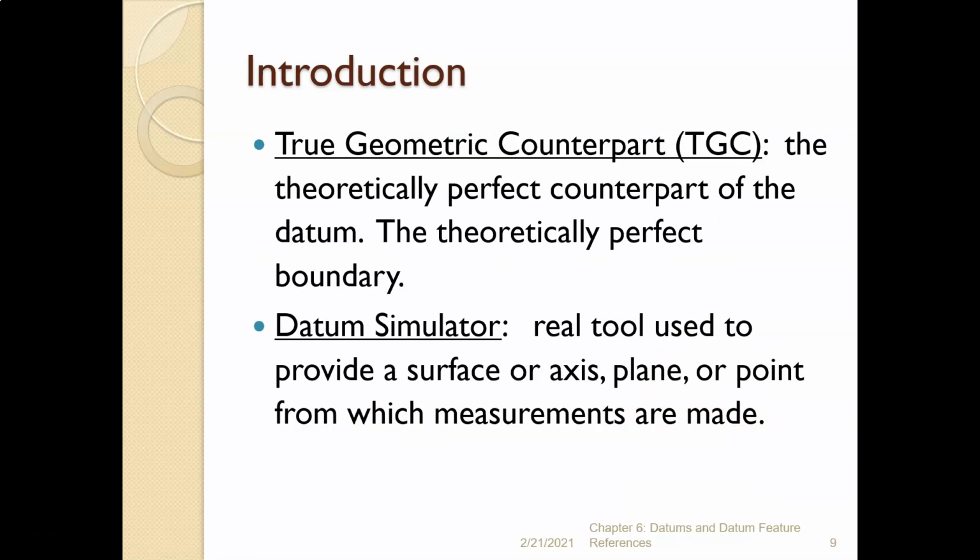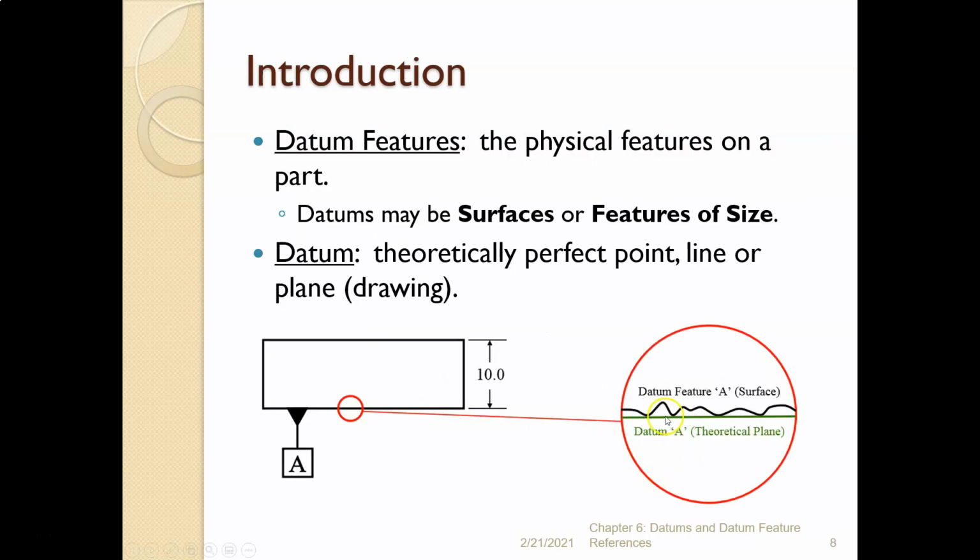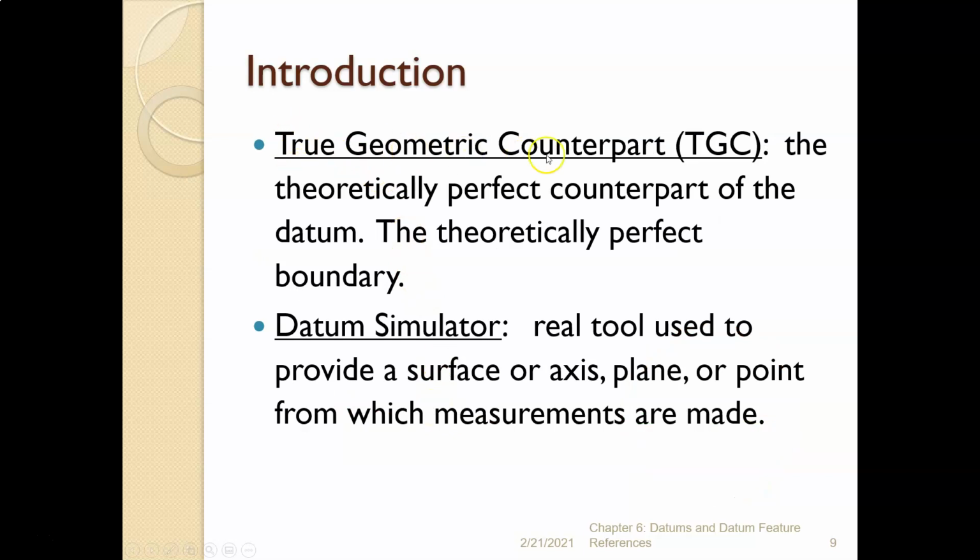The true geometric counterpart is the theoretically perfect counterpart of the datum, right? What do I mean by counterpart of the datum? Well, here's the datum. The datum is the surface from the drawing. And so the true geometric counterpart is the theoretically perfect counterpart of the datum that we would find. Okay, the datum simulator is the tool that we use, the physical tool used to provide a surface or axis, plane, or point from which measurements are made.